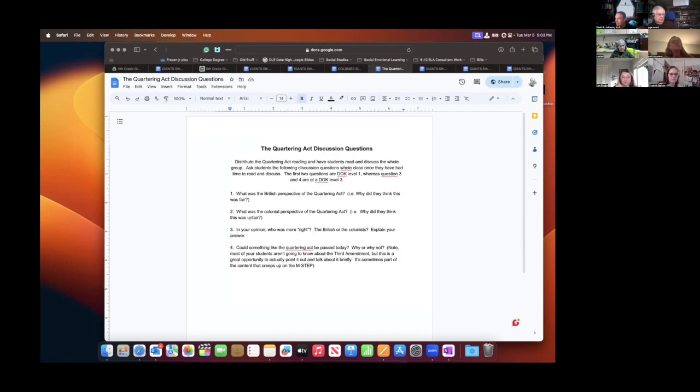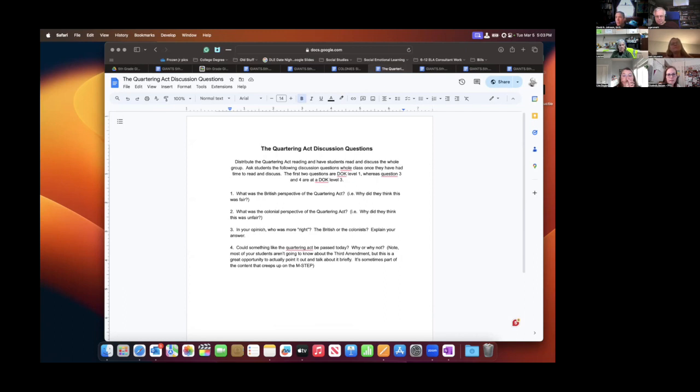So what was the British perspective on the Quartering Act? Why did the British think that this was fair? And the answers to that are in the reading. But, again, we have all these troops from Britain over in the New World and they need a place to stay. And you've got all these colonists with homes. And you know what? They were over there to defend them. So it's only fair that they stay there, right?